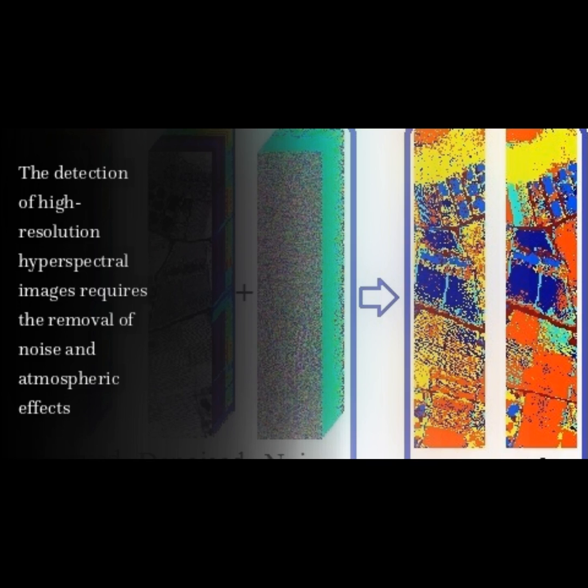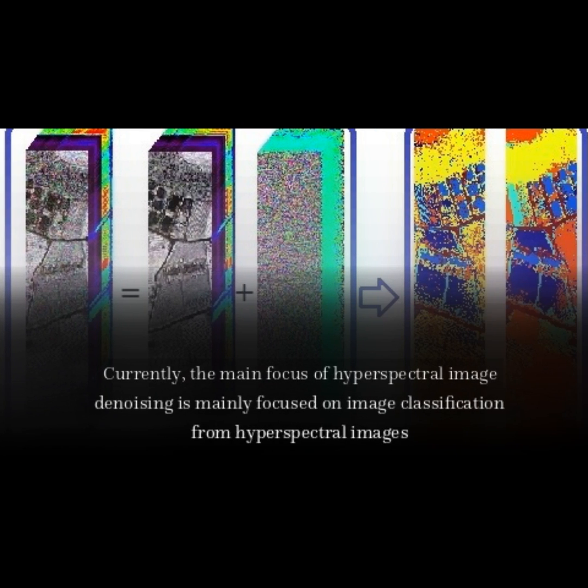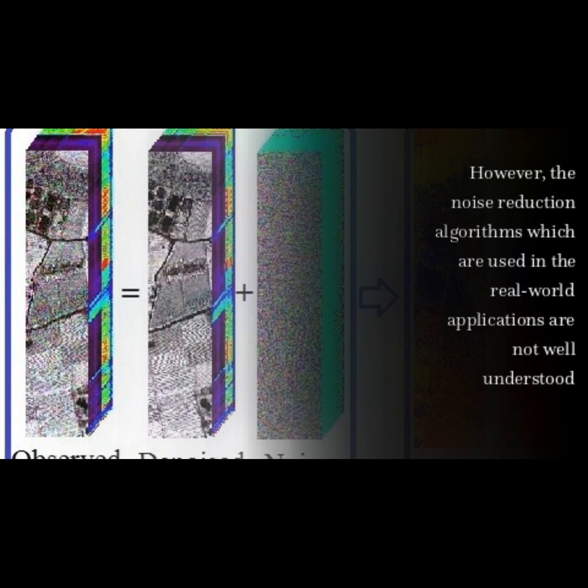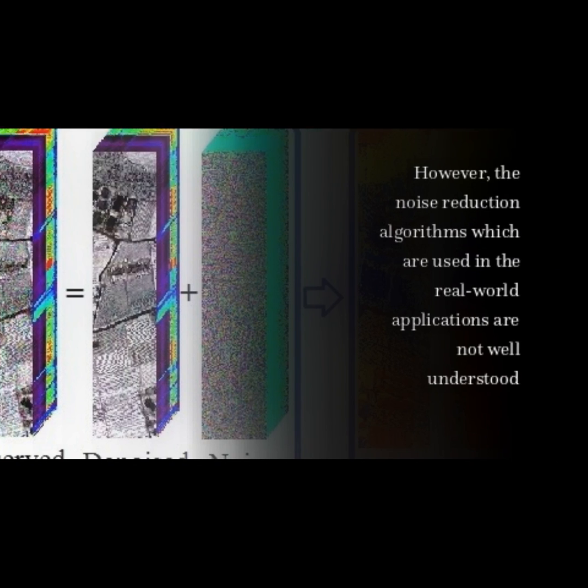The detection of high-resolution hyperspectral images requires the removal of noise and atmospheric effects. Currently, the main focus of hyperspectral image denoising is on image classification from hyperspectral images. However, the noise reduction algorithms which are used in real-world applications are not well understood.